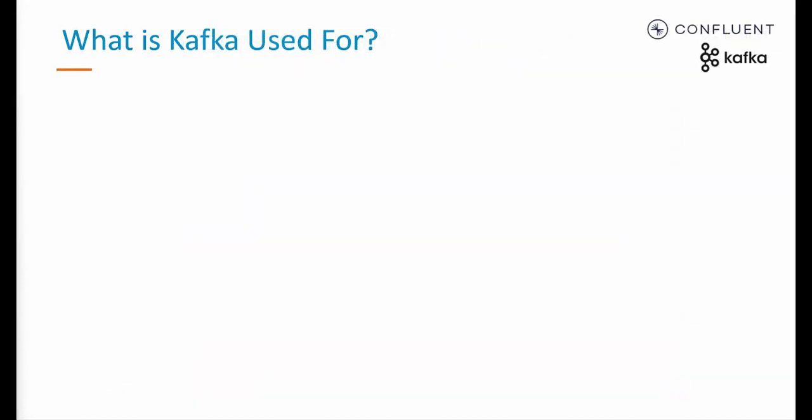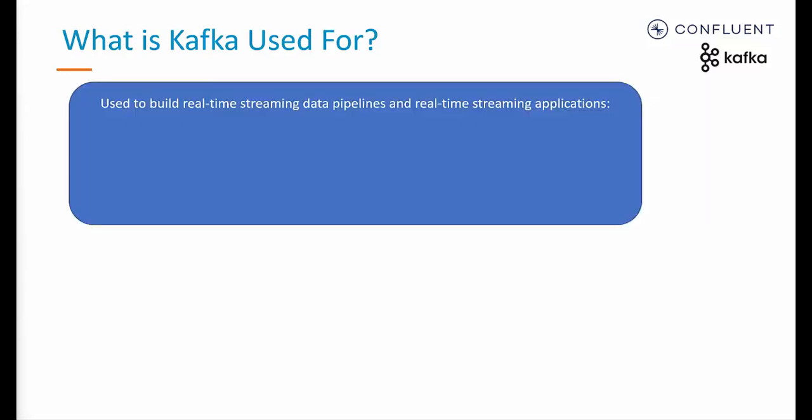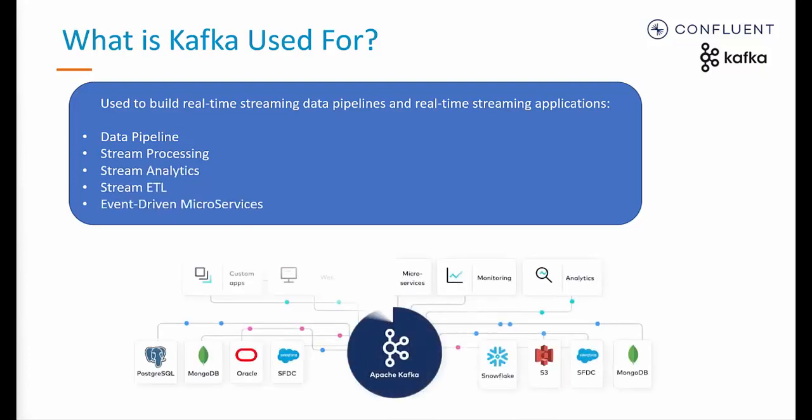What is Kafka used for? Commonly, it is used to build real-time streaming data pipelines and real-time streaming applications, where we could remark data pipeline, stream processing, stream analytics, stream ETL, and event-driven microservice. So with this technology, you can interact in real time with any type of application.